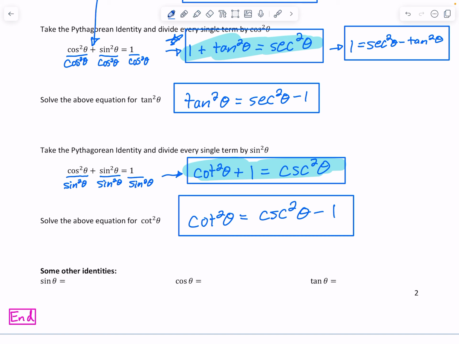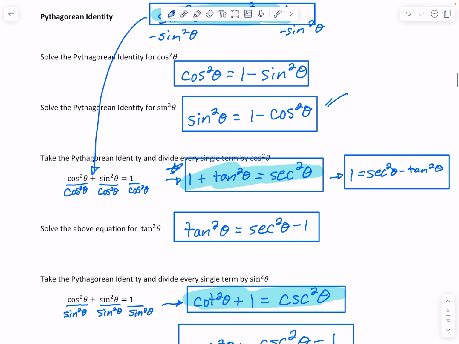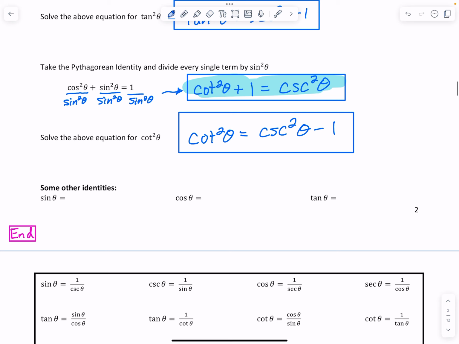All right, some other identities here that we'll end with. I could solve my equation that's solved for sine above, right here. I could take the square root of both sides. So that would give me, remember when we take square roots of equations, we introduce a plus or minus. It would be the square root of 1 minus cosine squared theta. I just took the square root to get rid of the sine squared. And then remember when we take the square root, we have to put a plus or minus.